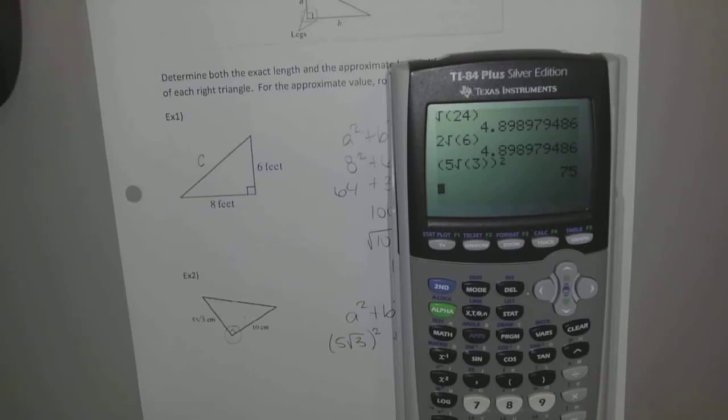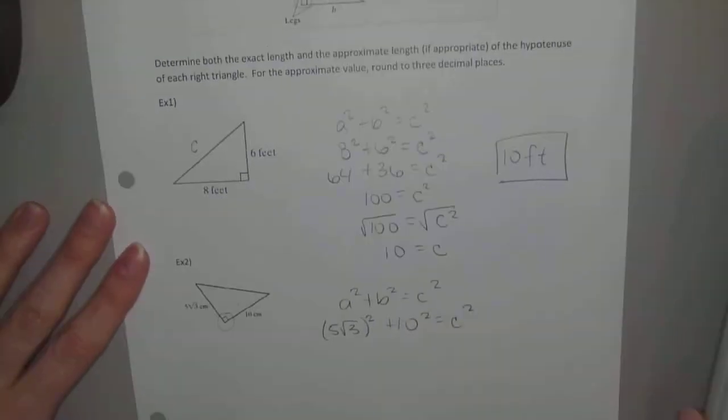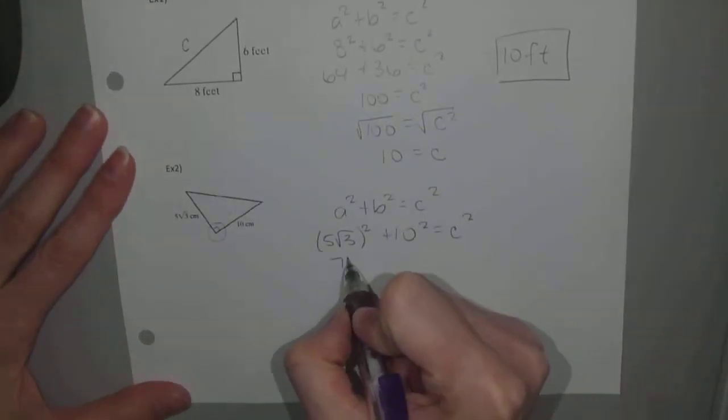What you do, guys, is you actually square both parts. You square 5 to get 25, and you square the square root. They undo each other, so you just get 3, and 25 times 3 is 75. But when you want to put it in your calculator, make sure you have the parentheses around the entire thing so it knows to square both the 5 and the root 3, okay? So that part will be 75.